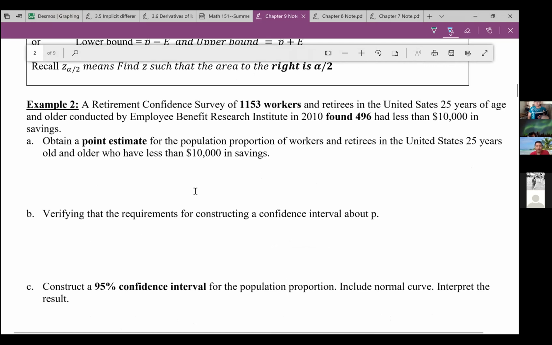Okay, here is the example. A retirement confidence survey of 1153 workers in the US, 25 years of age or older. So that's n equals 1153. Of those, 496.